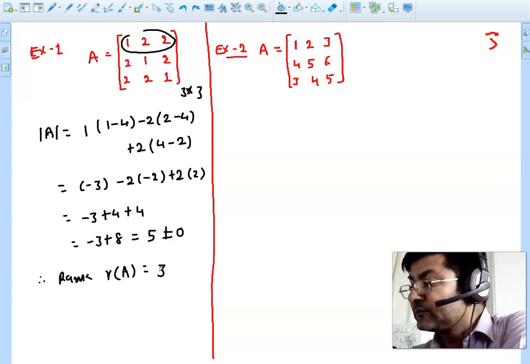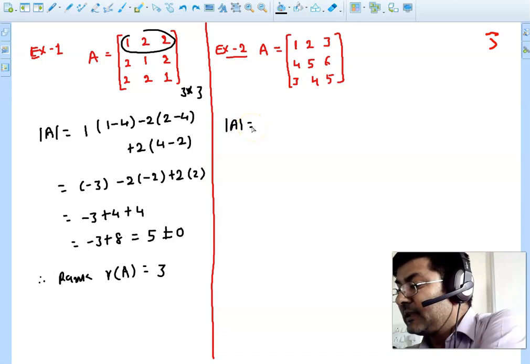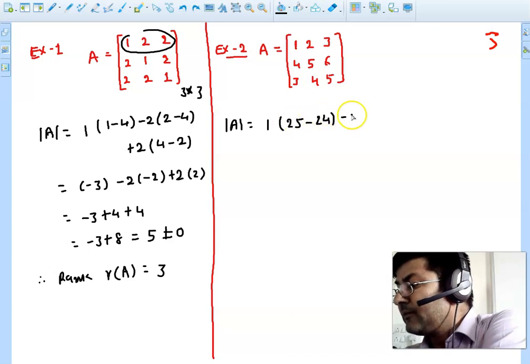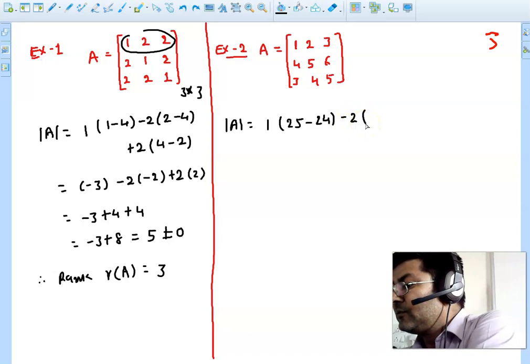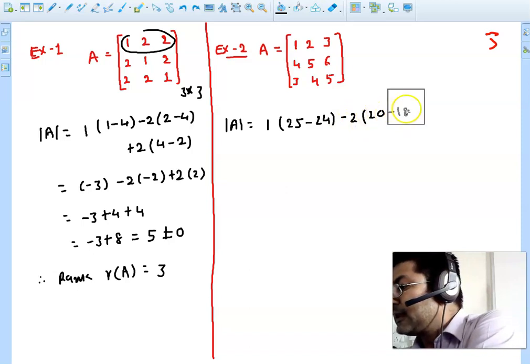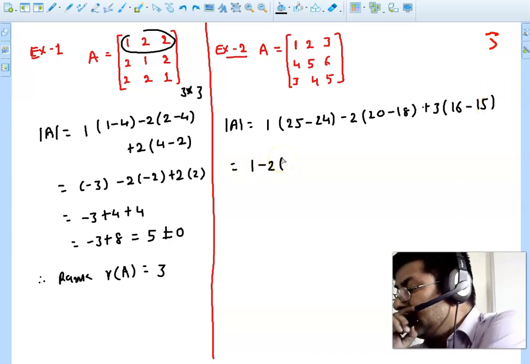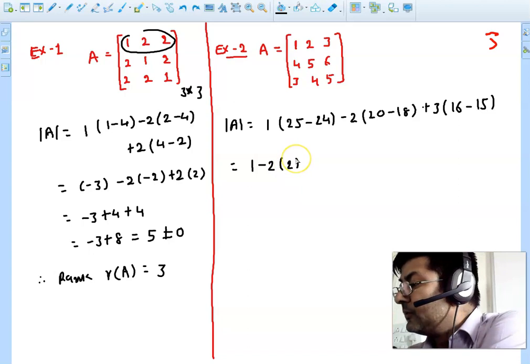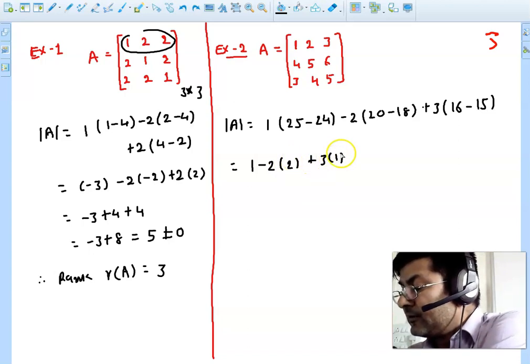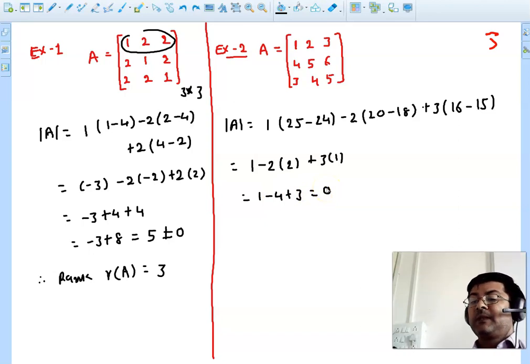Here the matrix A, let us first calculate the determinant of matrix A. So the determinant of matrix A is 1 into (5 times 5 is 25 minus 6 times 4 is 24) minus 2 into (5 times 4 is 20 minus 6 times 3 is 18) plus 3 into (4 times 4 is 16 minus 5 times 3 is 15), equal to 1 minus 2 into 2 plus 3 into 1. So 1 minus 4 plus 3 equal to 0. Okay, now see, the matrix A is singular.